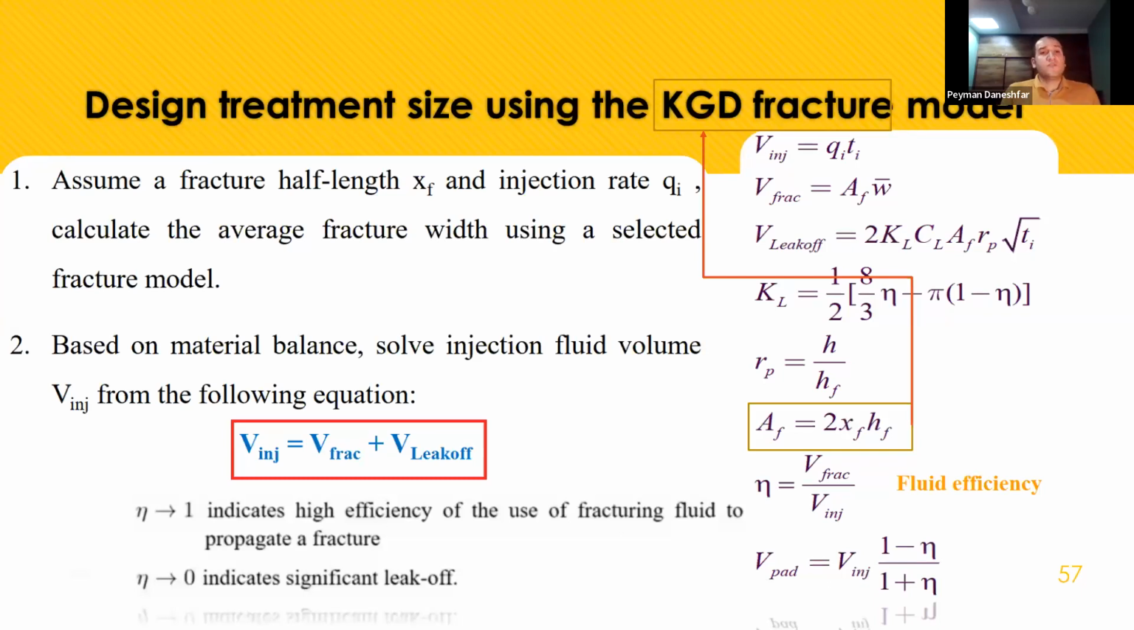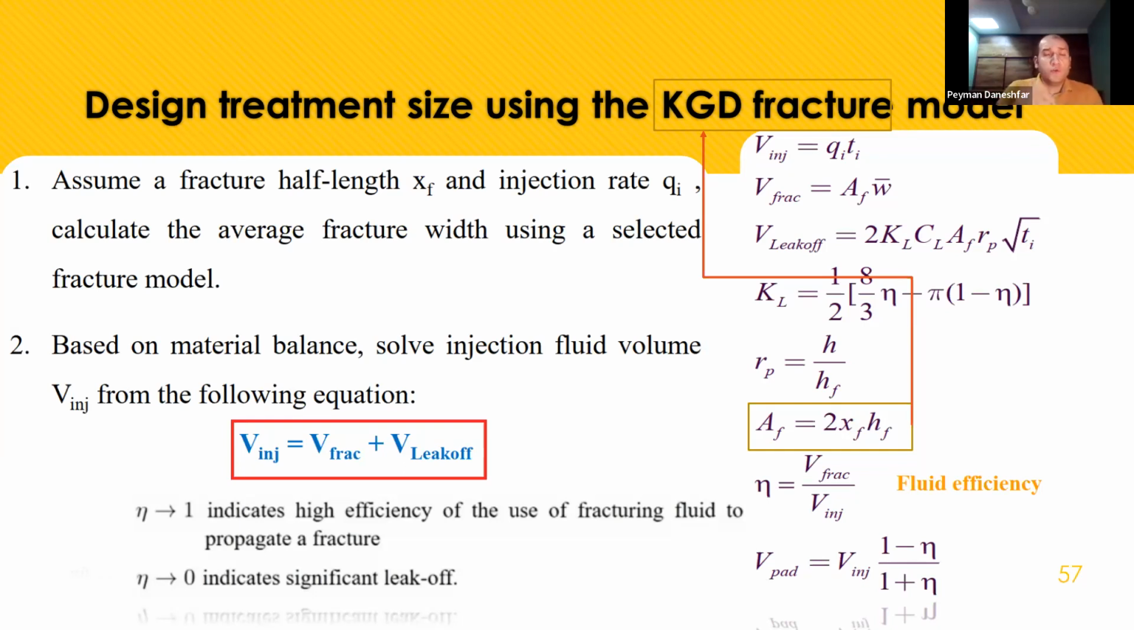So, assuming a fracture half-length and injection rates, the fracture half-length is important for us, and the injection rate is important for us. Another thing is the volume of injection: how we can calculate the volume of injection, the volume of the frac, and the volume of leak-off.